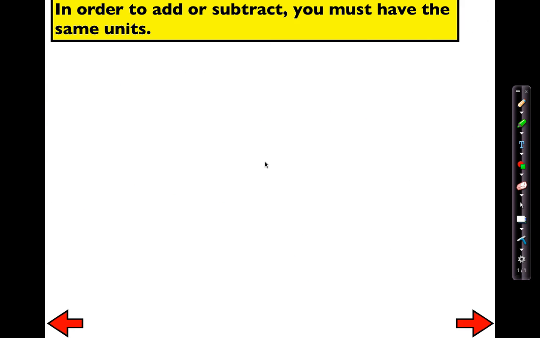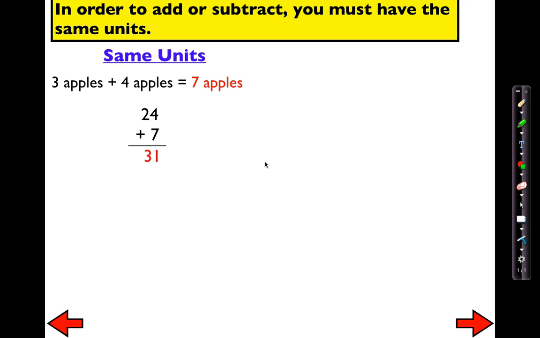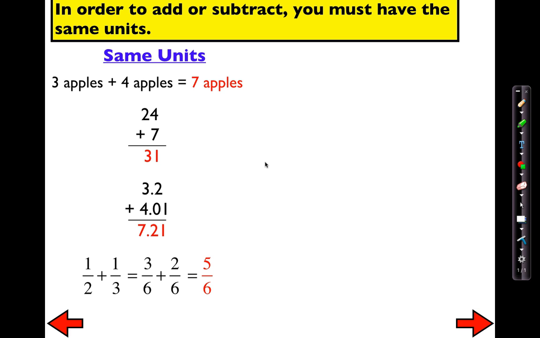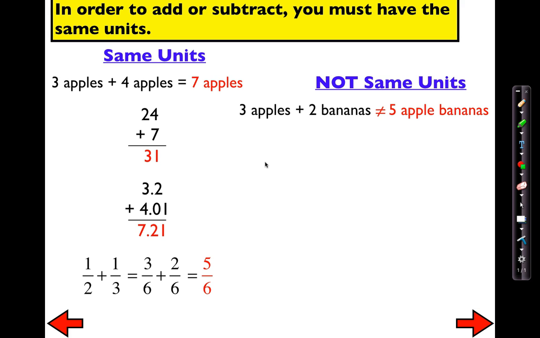Okay, in order to add or subtract, you must have the same units. For example, 3 apples plus 4 apples is 7 apples. 24 plus 7 is 31. 3.2 plus 4.01 is 7.21. 1/2 plus 1/3, you need common denominators, and then you would get 5/6. If they're not the same units, I can't add them. I can't add apples and bananas.